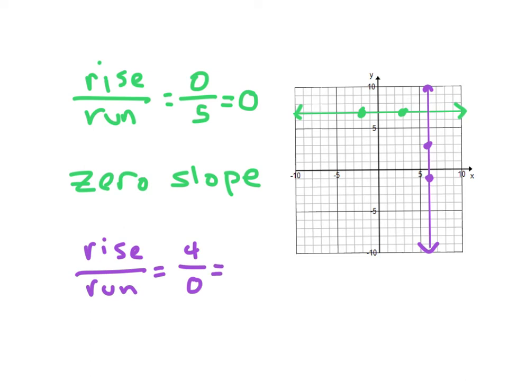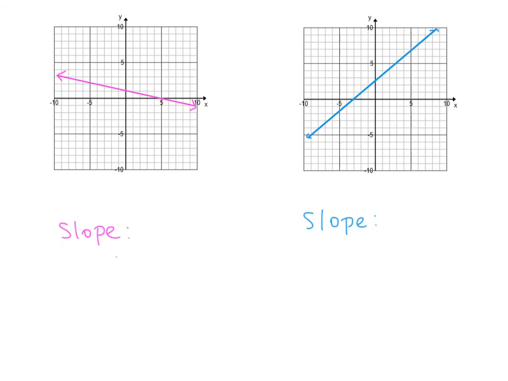And therefore, instead of an equal sign, we should just say this is what we call an undefined slope. So a vertical line will always have an undefined slope. Okay, calculate the slope of these 2 lines and then check back to see how you did.